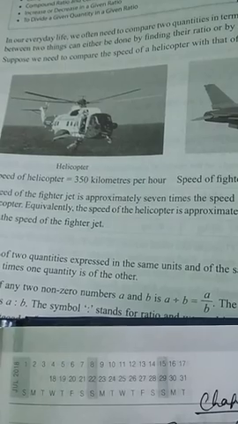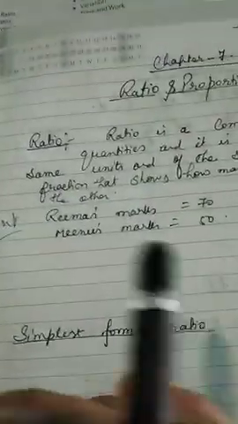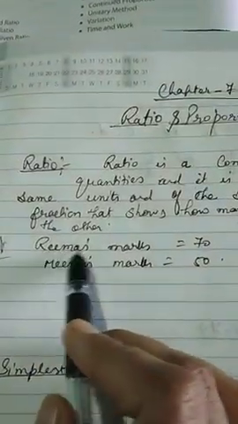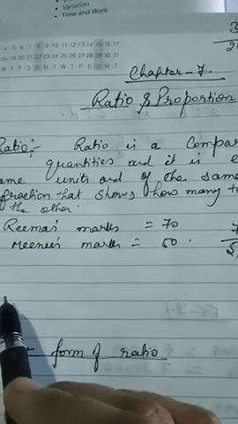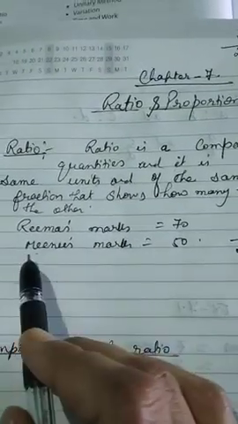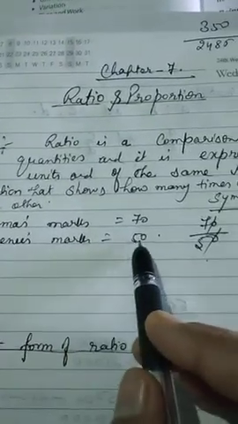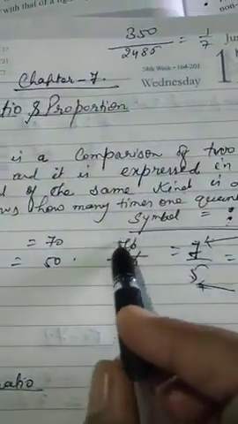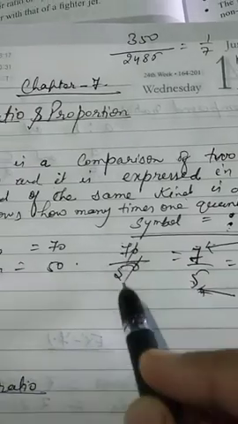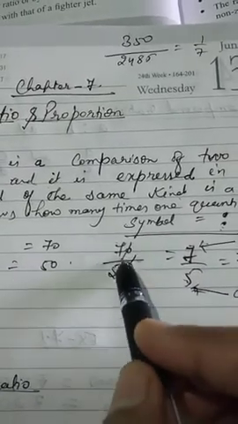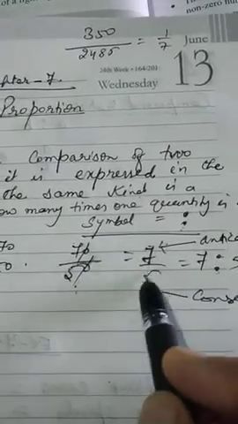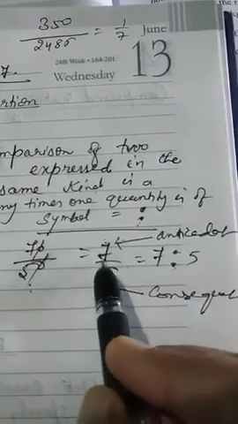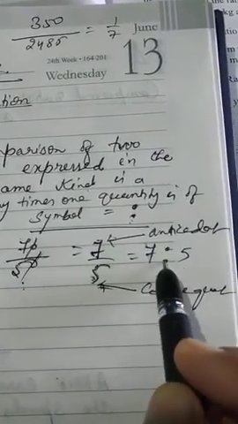But how have we compared? Take one more example, you can understand it better. Suppose Rama's marks, she has got 70 marks, okay, in any subject, and Minu's marks is given 50. And we want to compare their marks. So 70 by 50, we can write it in this fractional form. Now 0 will get cancelled, 7 by 5, or we can write it in ratio as 7:5.